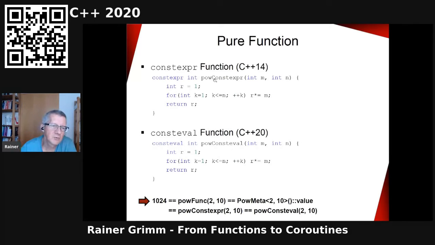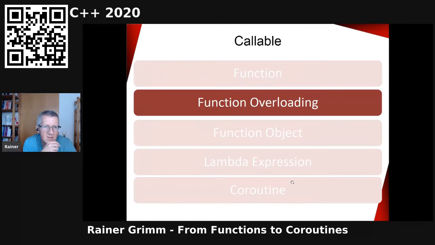This function here, to make the difference, could run at compile time or runtime. It runs at compile time when it's used in a so-called constant expression. But this function cannot run at runtime. It has to run at compile time. And here are the various invocations of the functions: the common function, the meta function, the constexpr function, and the consteval function. Okay, this was it about functions.